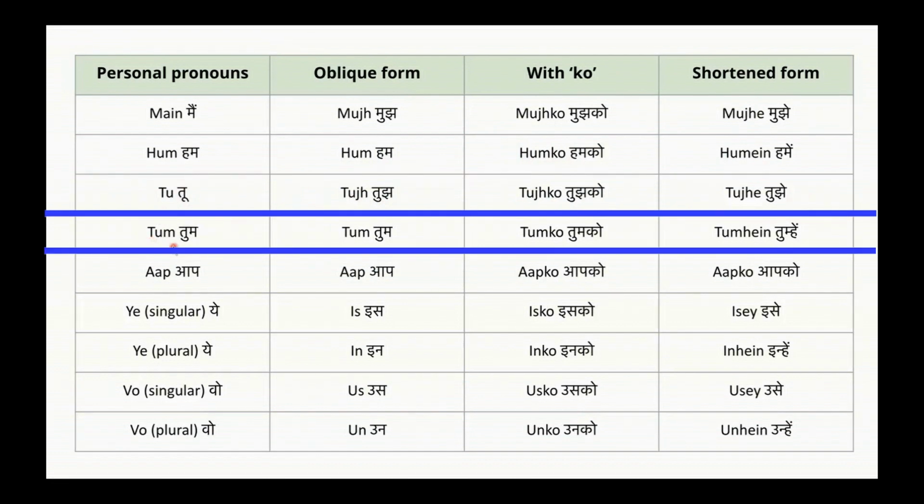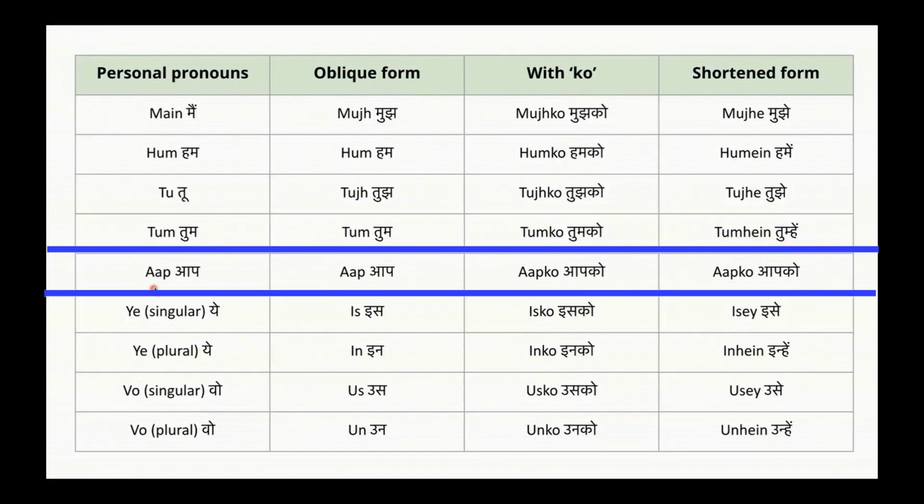Then tum is you, which is the informal form. And it remains tum in its oblique form, just like hum. Hum doesn't change. Similarly, tum remains tum. Then you add ko to it and it changes to tumko. Tumko is also you or by you. When you speak a passive voice sentence or when you talk about a receiver of an action, then you need these ko pronouns. So all these pronouns mean by me or by us, by you, and so on. So tumko is by you, and the shortened form is tumhe.